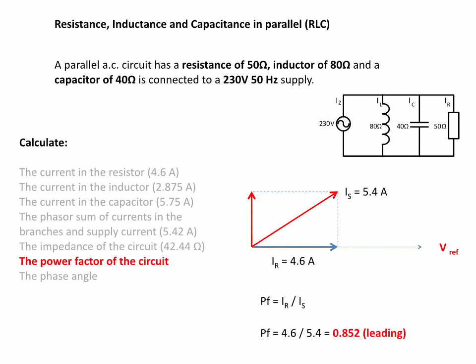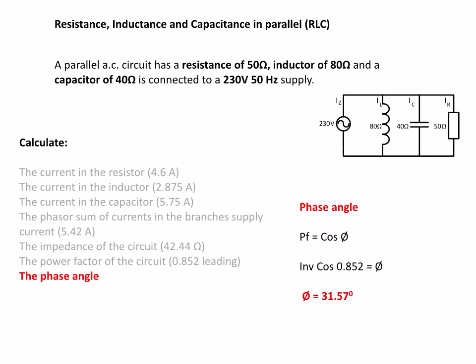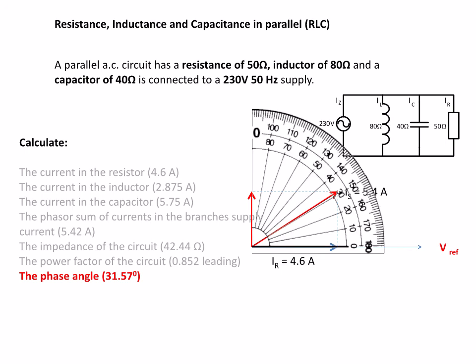Power factor, IR over IS, 0.852. Leading, because remember the capacitive current was bigger than the inductive current. And I can find the phase angle by doing the inverse cosine of that 0.852, gives me 31.57. I can check the angle on the phasor diagram of our protractor, and there we're on about 31 degrees.